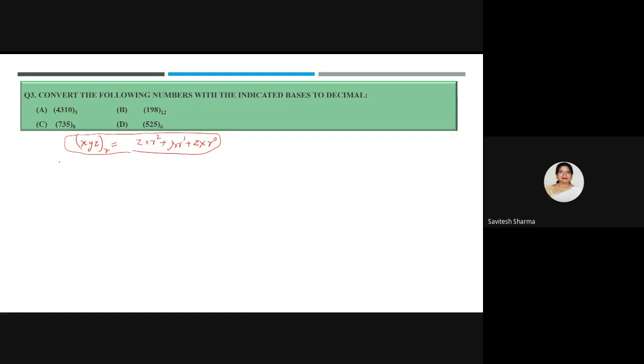So same thing I will do here. My number is 4310 base 5. So you will write 4 into, I will start writing from this side, 5 to the power 0 into 0, plus 1 into 5 to the power 1, plus 3 into 5 to the power 2, plus 4 into 5 to the power 3. So if you solve it, you will get the answer.